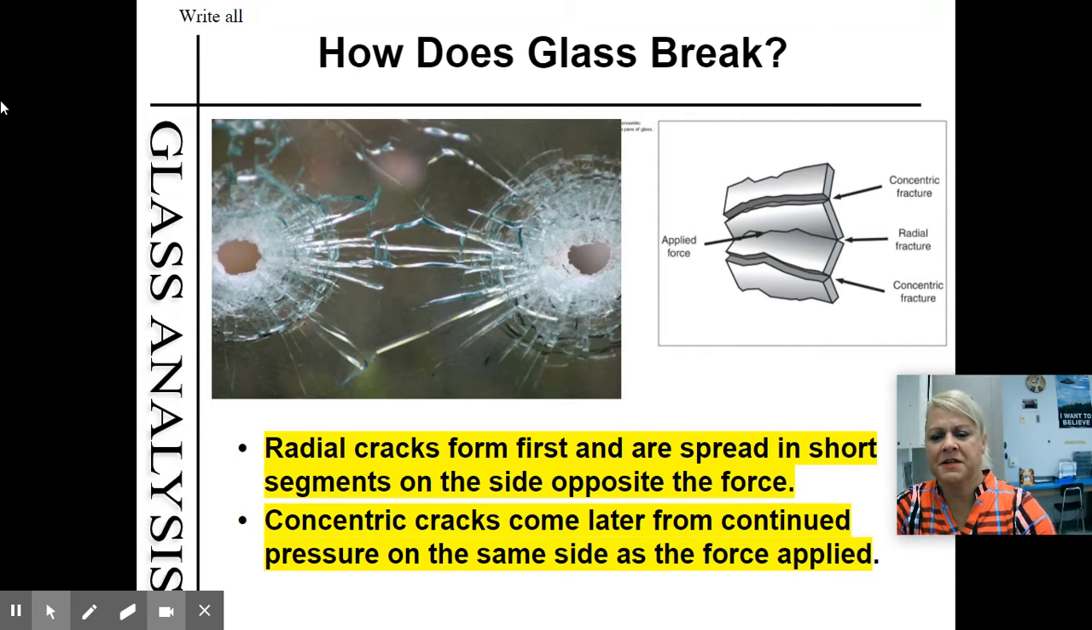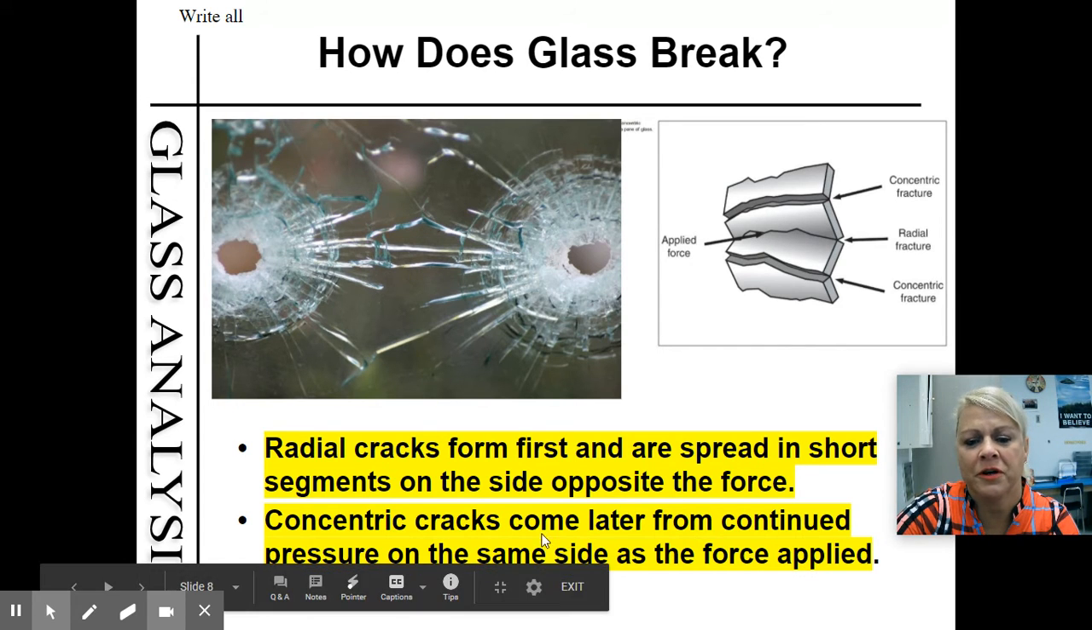So there are different ways that glass can break, and this can show you different things. Let's just look at bullet holes, for example. If there are multiple bullet holes, you'll be able to tell which one broke first. Radial cracks form first, and they spread in short segments on the side opposite the force. So if you follow my cursor, these are radial cracks. Concentric cracks come later from continuing pressure on the same side as the force is applied. These are the circular ones.